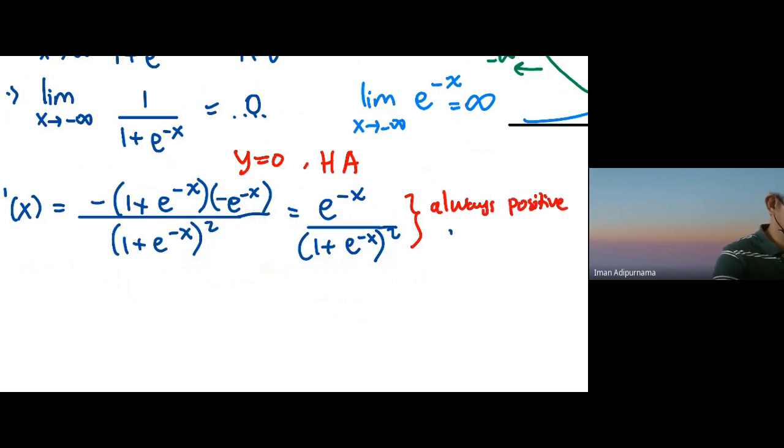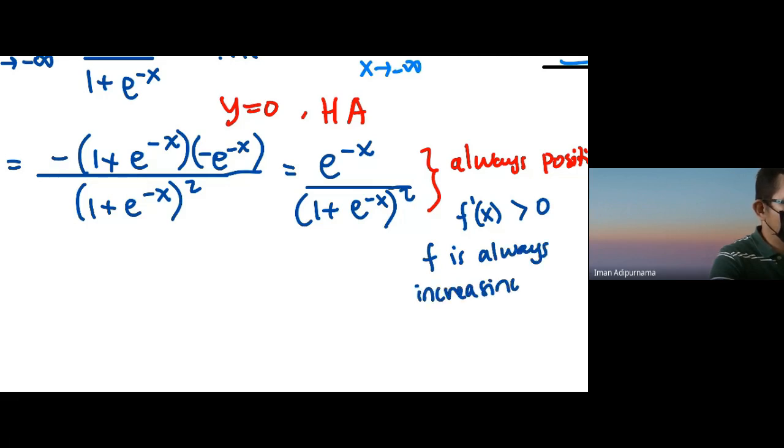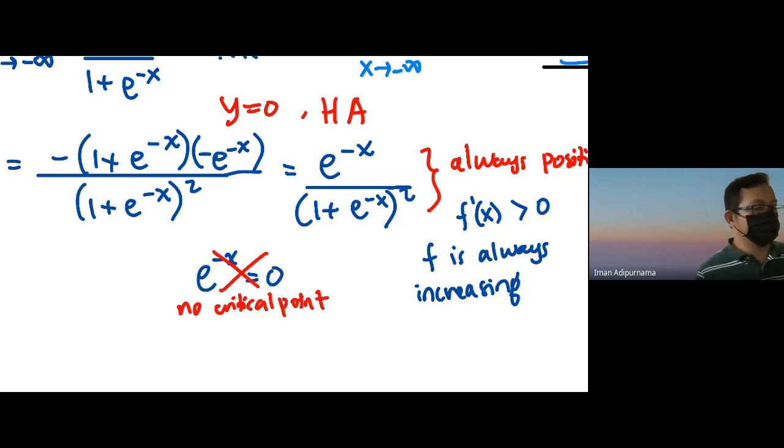So we can say that f prime of x is always positive. So f is always increasing. And this is impossible, right? If you want to find the critical point or extreme value. So no critical point. Right? Okay.